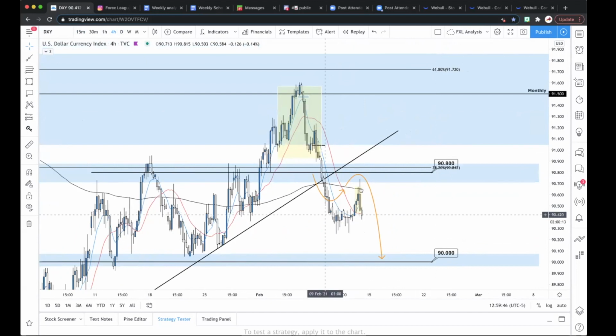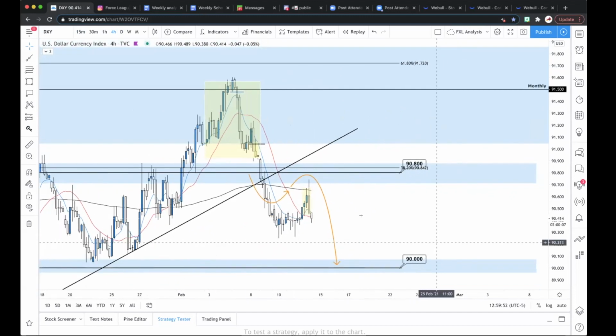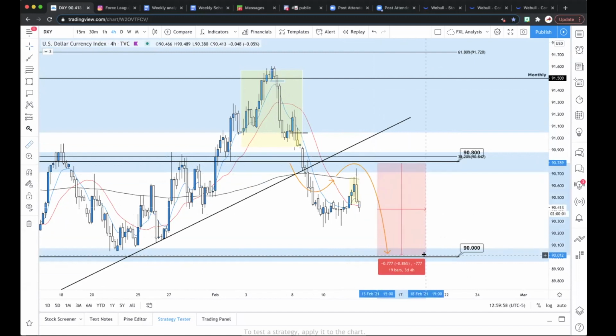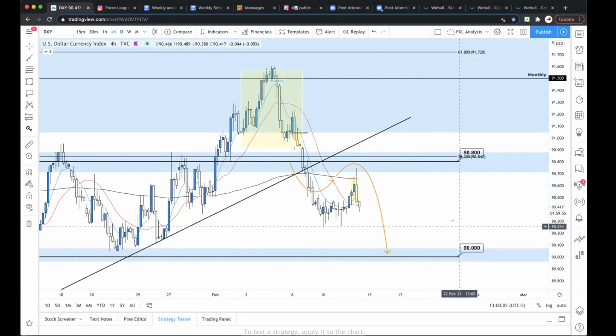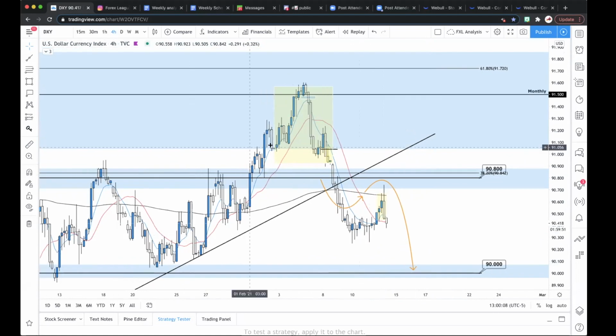I'm going to wait for the pullback and then catch the large move dropping down to 90 here. To each their own, but I used to be a scalper, and I've been a swing trader for a while now. That's what works better for me. And this is almost 80 pips, this drop right here from 90.8 down to 90. So this is a good trade. Nice little potential trade here. So let's just see.